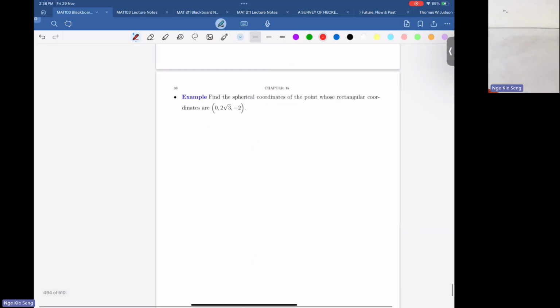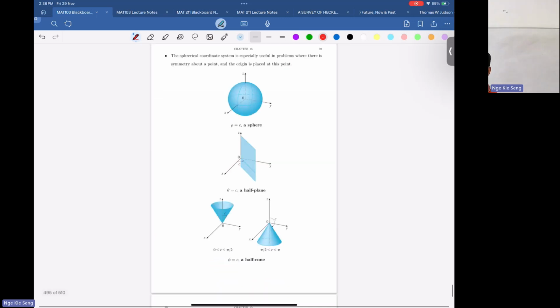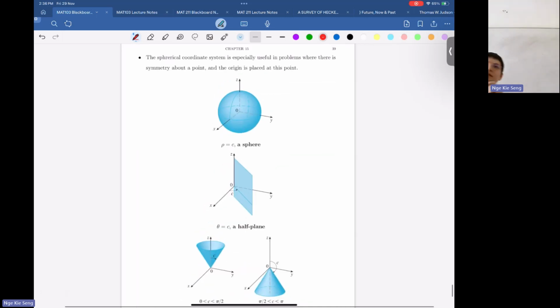Okay, good. So maybe you ask why go through such trouble for this kind of thing? Actually, spherical coordinate is quite useful. You can even draw a plane. You can draw something in a rectangular coordinate. Okay, obviously, first you can draw a sphere. How to draw a sphere? You just keep your rho constant.